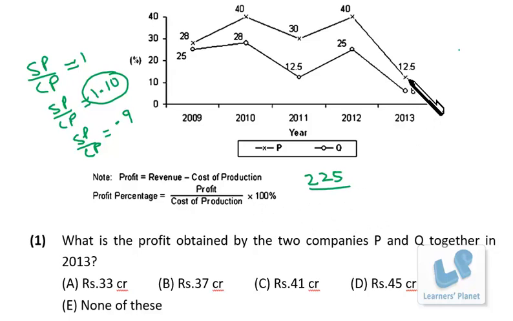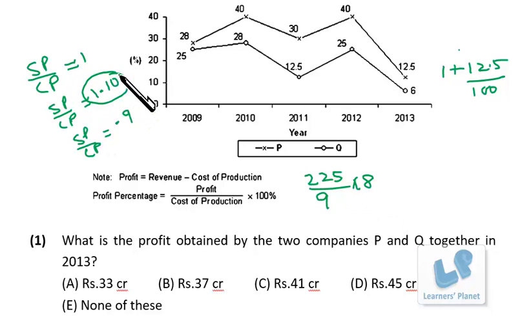Now the profit is 12.5% for company P in the year 2013. So profit percent is 12.5%. So profit data will be what? 1 plus 12.5 divided by 100. So that is the profit data. This is actually 1 by 8, and 1 plus 1 by 8 is 9 by 8. So profit data is 9 by 8. Selling price divided by profit data is the cost price.